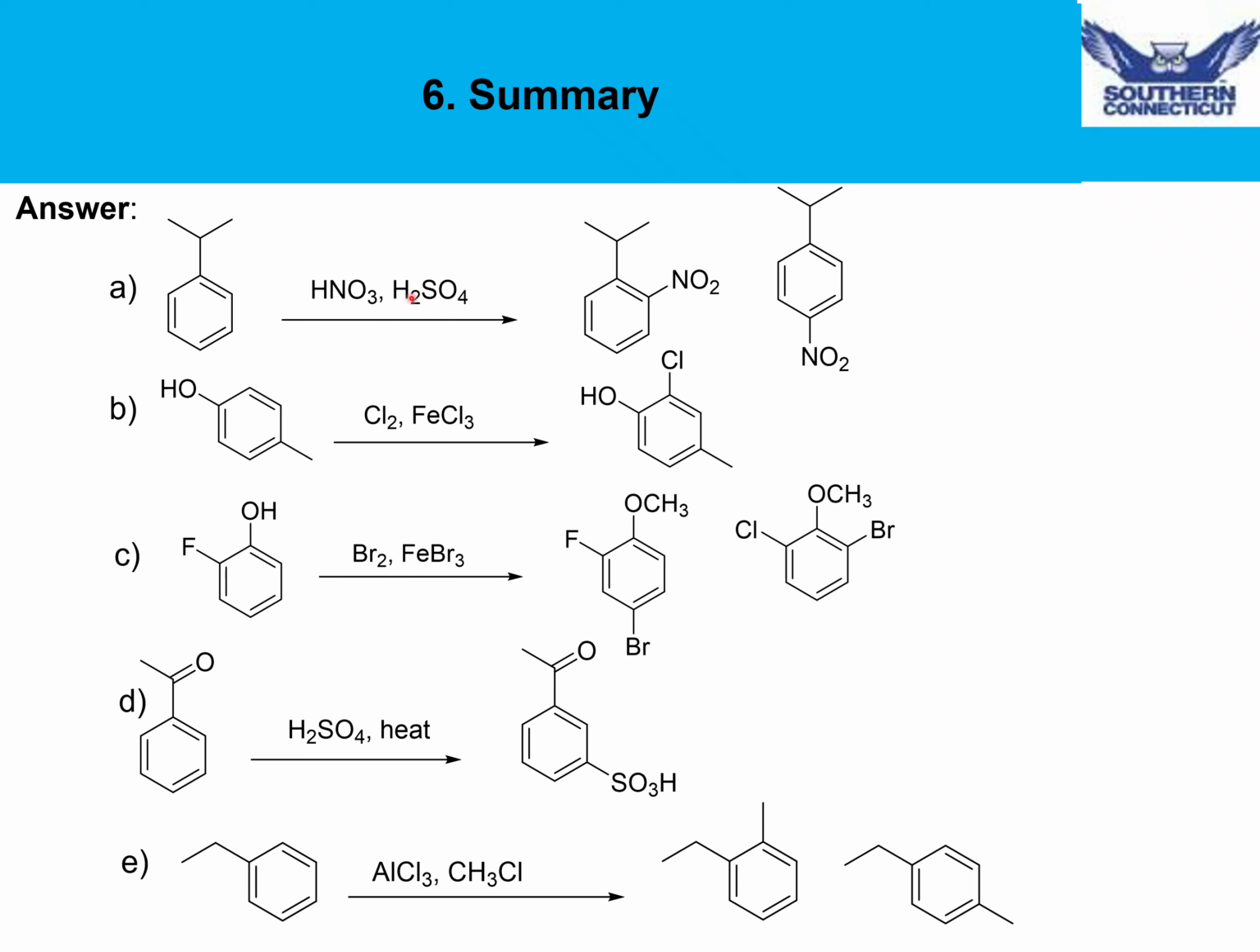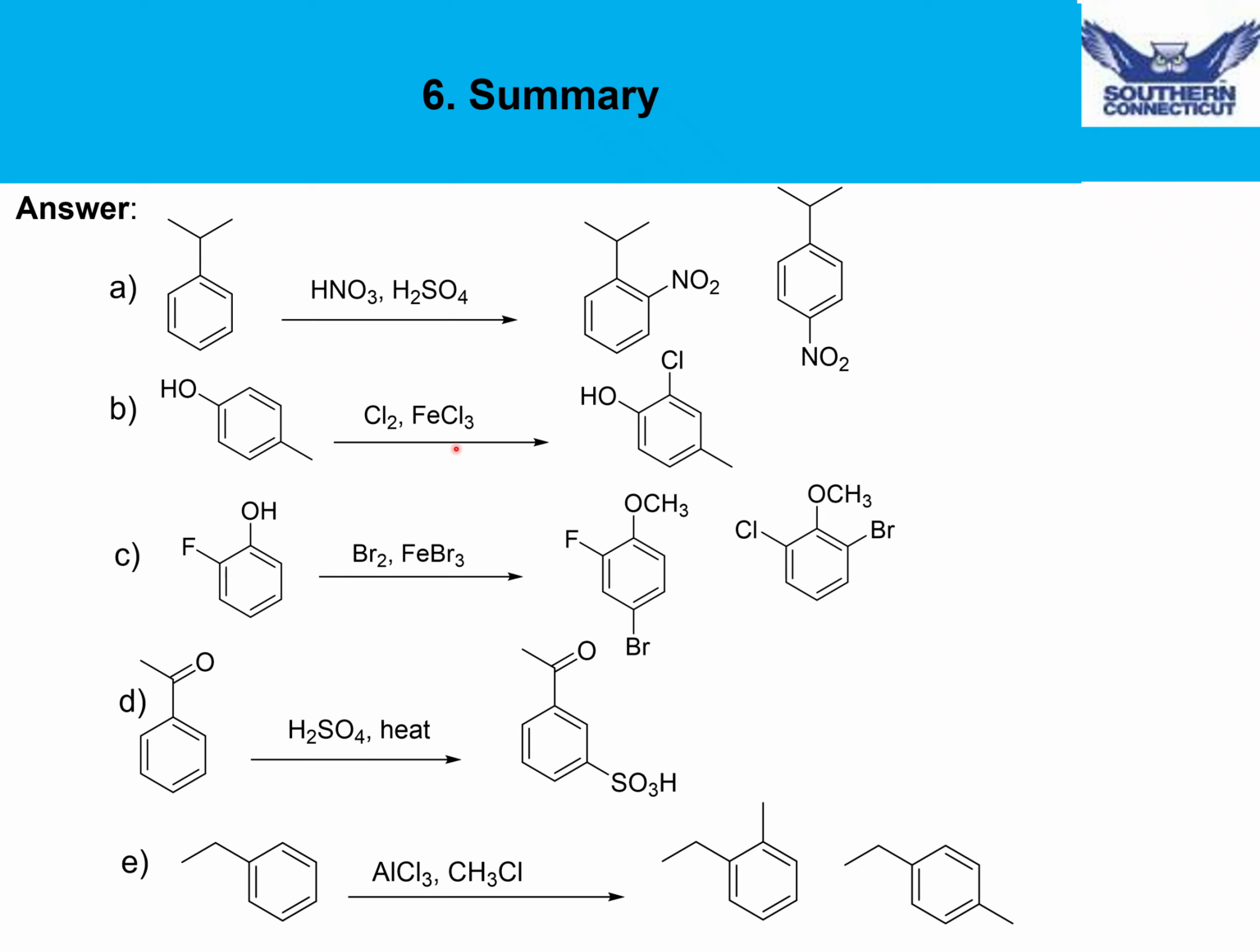Nitric acid and sulfuric acid will lead to adding a nitro group on an aromatic ring. If we already have an isopropyl group, that is an ortho para-directing group, and so we should get primarily ortho substituted nitro as well as para substituted nitro products.